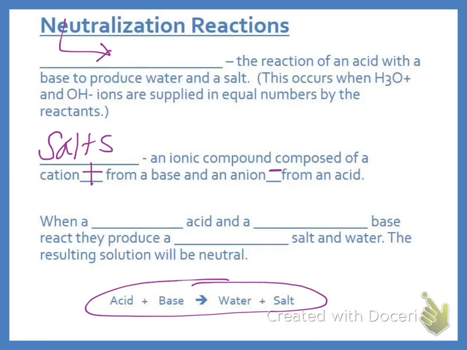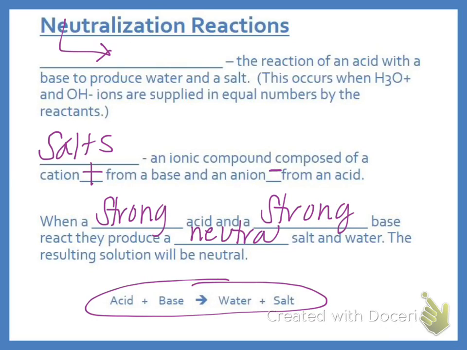When you have a neutralization reaction, when you have a strong acid reacting with a strong base, it will actually produce a salt that is neutral. So if you had salt water, which was just salt and water added together, regardless of what it was, it'd be neutral. And that's because the strong acid and the strong base neutralize each other. So that is a neutralization reaction.